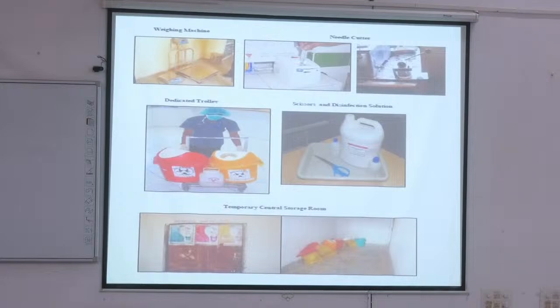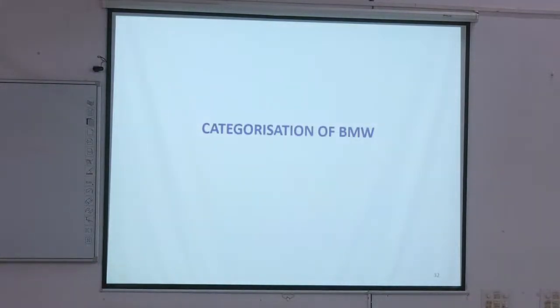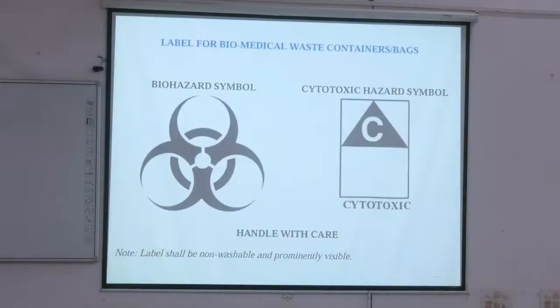You can find that a particular trolley is there. That trolley is dedicated only to carrying the waste. Okay, and when you are marking biohazard, you have to use particular stickers like biohazard and cytotoxic, and the label shall not be washable or removable. It should be prominently visible and not washable. That kind of symbol you have to use.